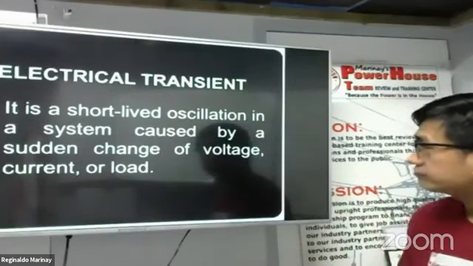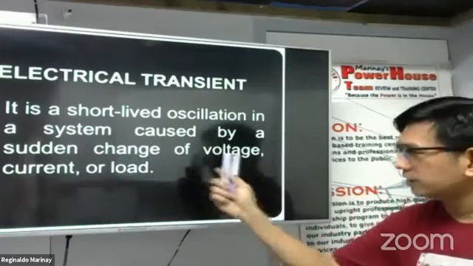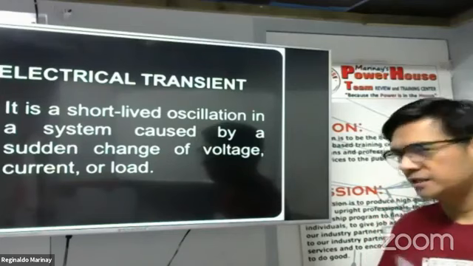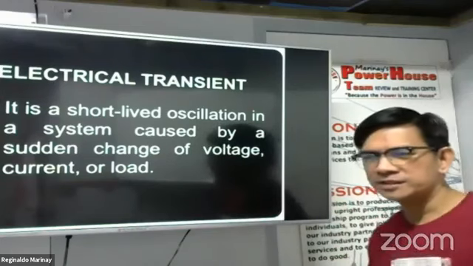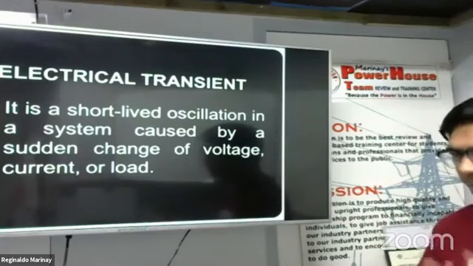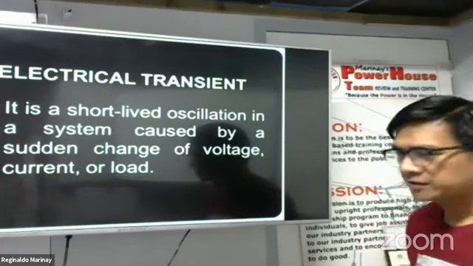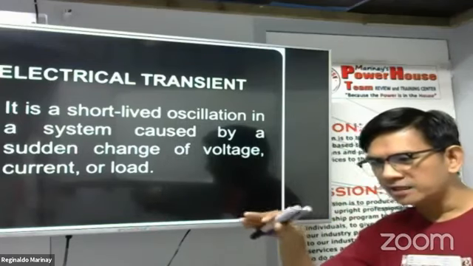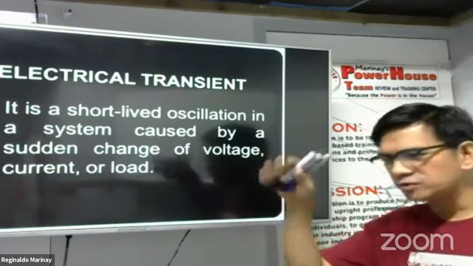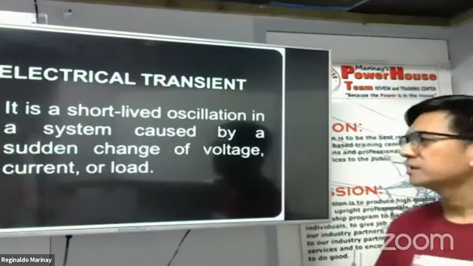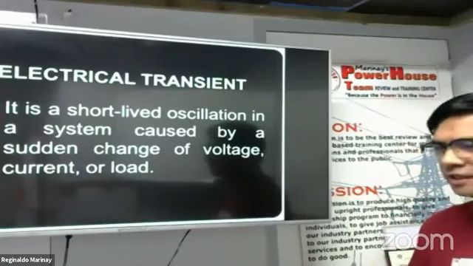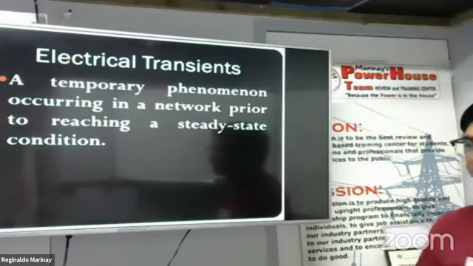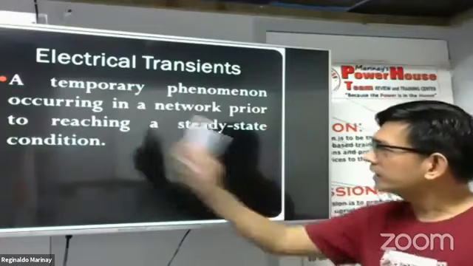So that is caused by a sudden change of voltage. In our system, there is a sudden change in voltage, in current, and of course, our load. Sometimes we are on a peak load, sometimes on a low load, or a medium loading in our system. It depends on our usage with respect to time.